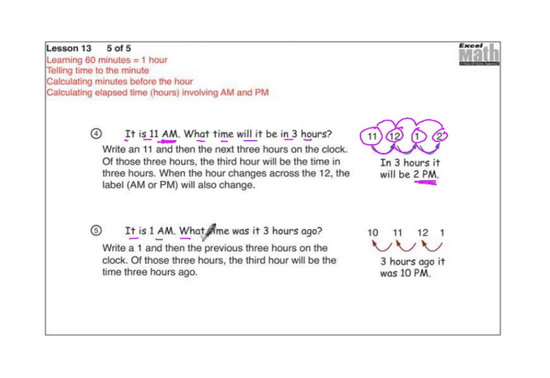It is 1 a.m. What time was it 3 hours ago? For a problem like this, you're going to write the 1 first, and then do 3 little lumps coming back. Then fill in the times, because before 1 o'clock is 12 o'clock, and then 11 and 10. So 3 hours ago is 10 p.m. It's 10 p.m. because this is 1 a.m. right here. So as soon as we get to 11, this switches over to p.m. All right, so that's how you do those kind of problems.